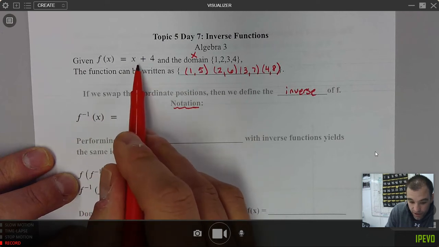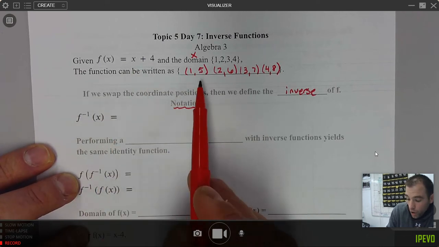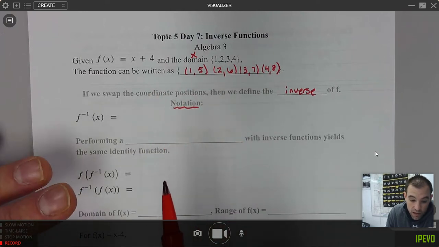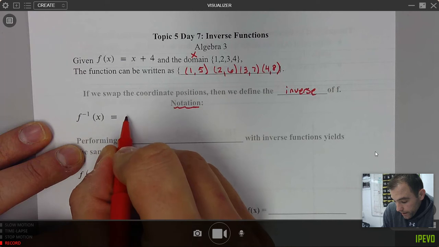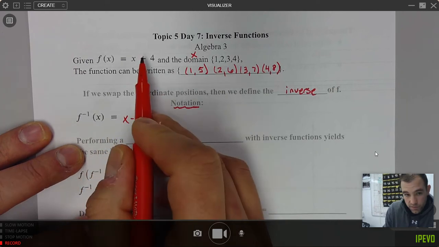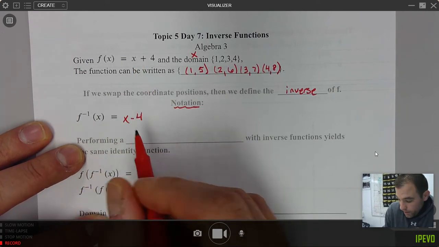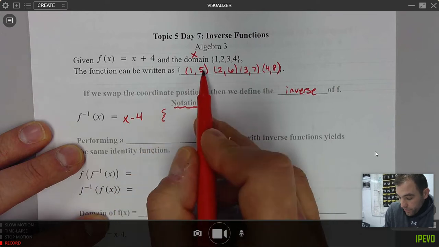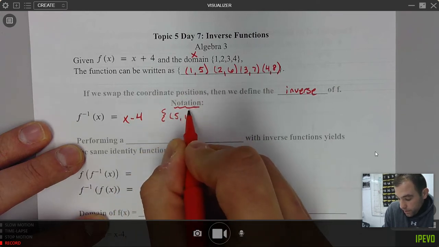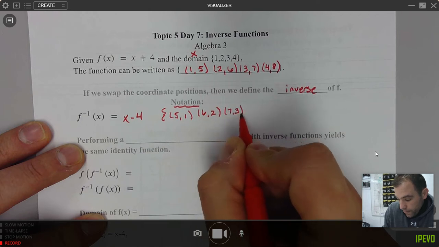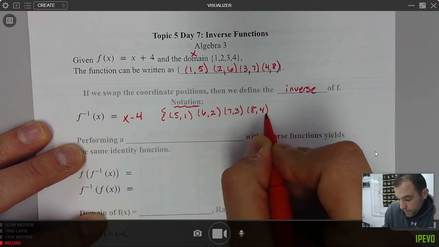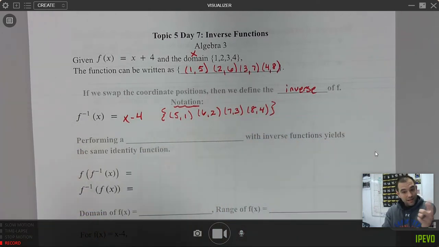And if we did the inverse of x plus 4, basically all we want to do is switch the x's and the y's. That's all we need to do. So the inverse would be x minus 4. That was x plus 4, the inverse would be x minus 4. And my new points would be just to flip these. So it would be 5 comma 1, 6 comma 2, 7 comma 3, and 8 comma 4. So the inverse is basically just flip it, kind of like the opposite.